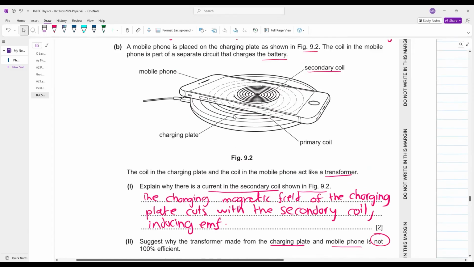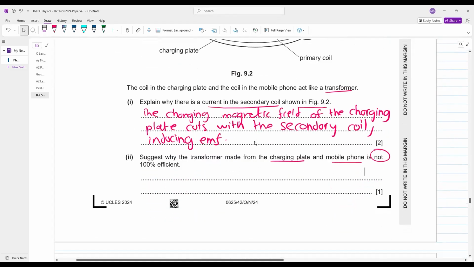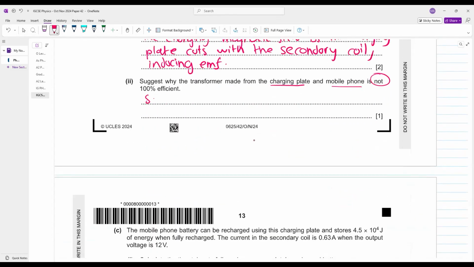Suggest why the transformer made from the charging plate and the mobile phone is not 100% efficient. We have to tell why the transformer made from the charging plate and the mobile phone is not 100% efficient. You will say some heat is lost to the surroundings. Simple, easy peasy, nothing complicated.